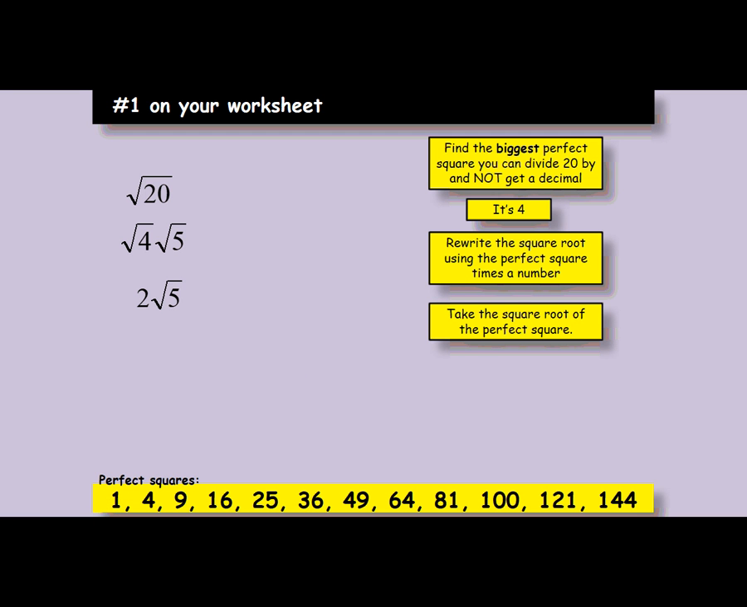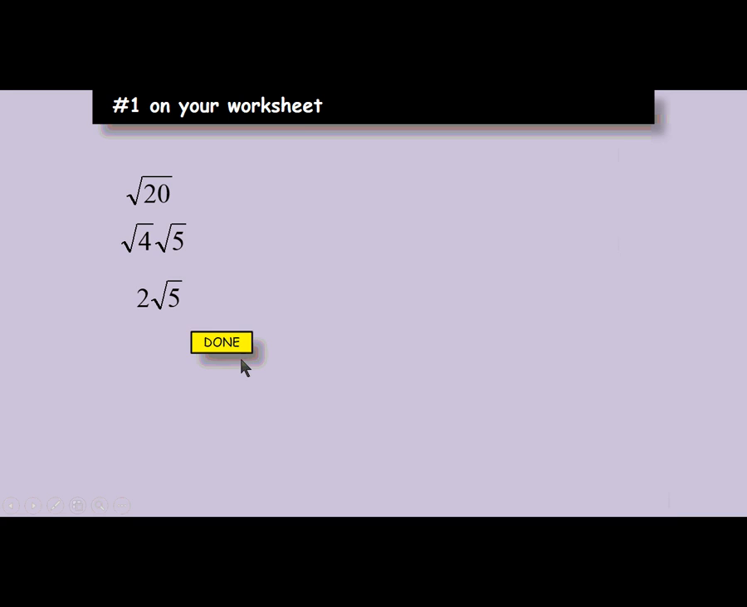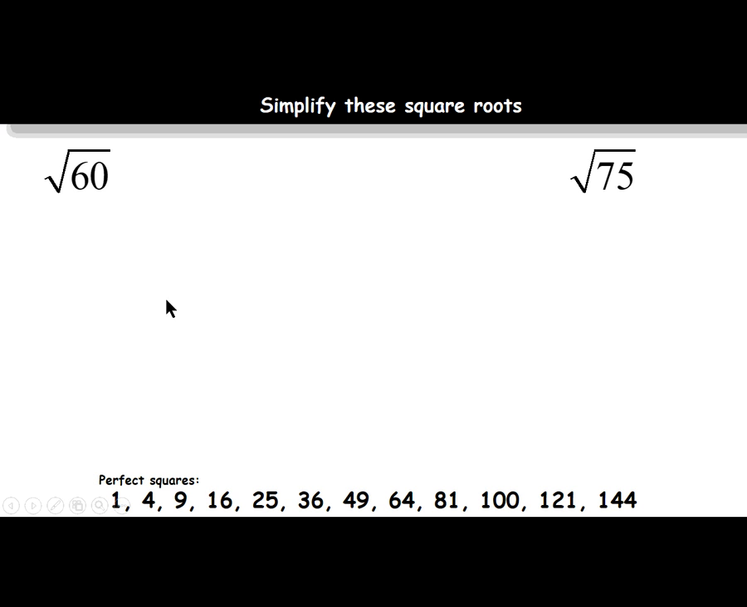The nice thing about doing it this way is it is always 2 steps. However, if you do the factor tree, depending on how big the number is and how many factors it has, it could have a lot of steps, but this is always 2 steps. So we're going to try the same two problems this way.